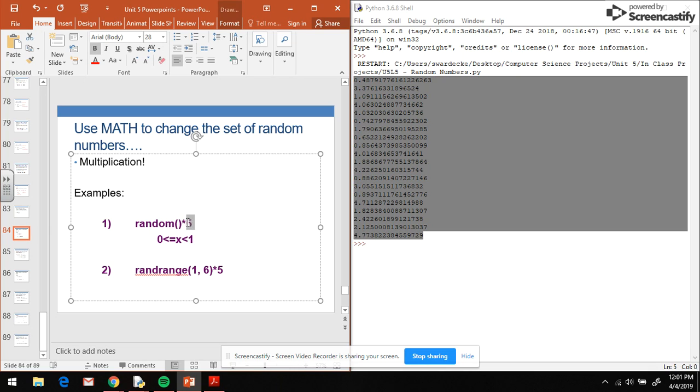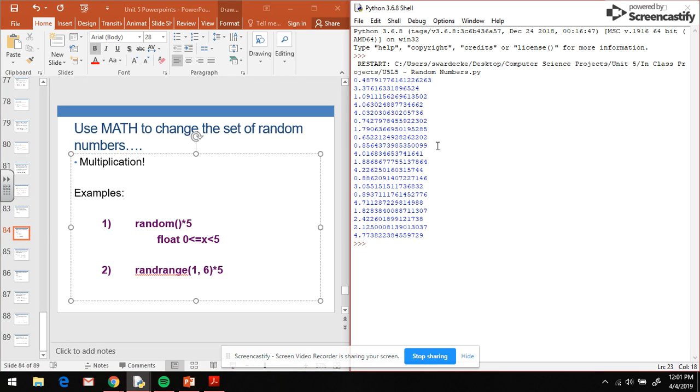And when you multiply something by 5 with random, what it does is it takes this outside part and it does 0 times 5, which is still 0. And then it does 1 times 5, which is 5. So what this does is it expands our range to be floats that range from 0 and go all the way up to 5. That's exactly what we are seeing here.